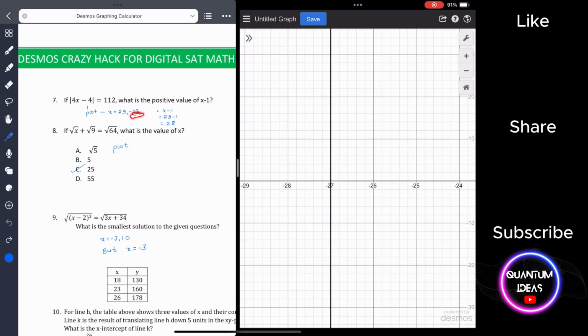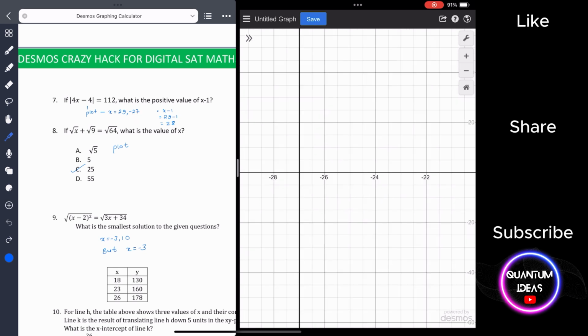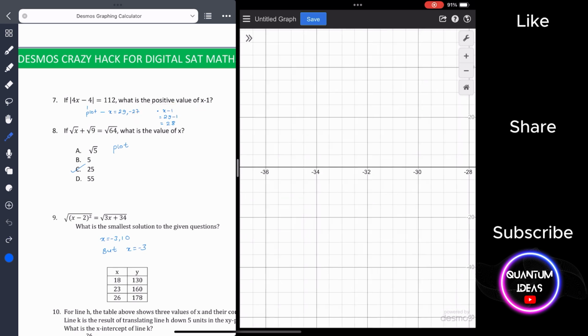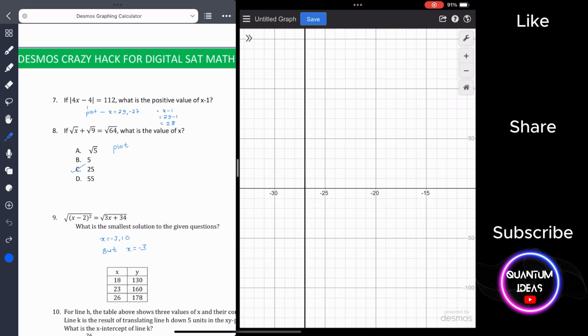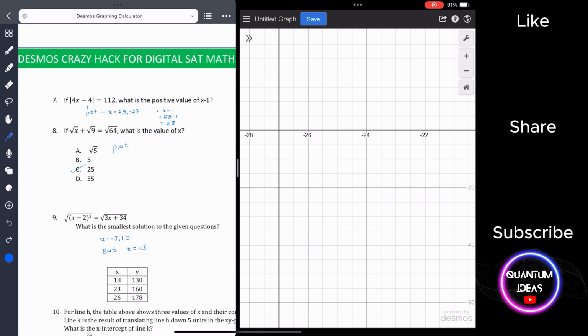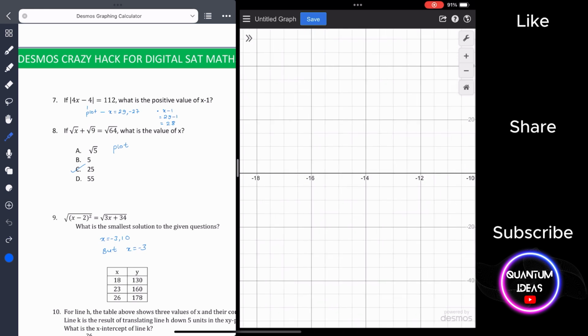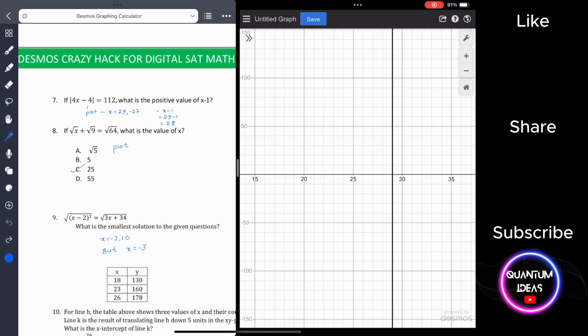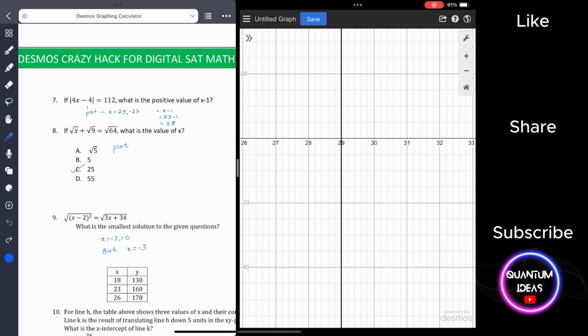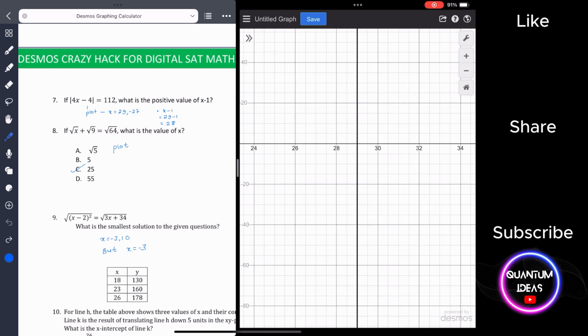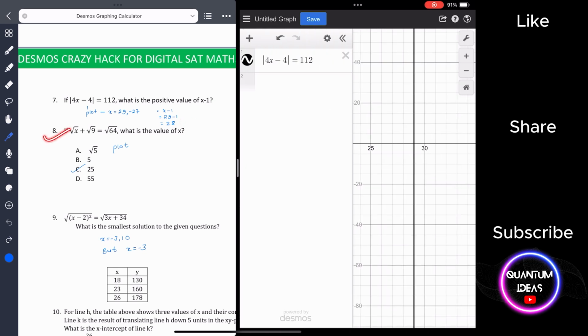But the question is asking for the positive value of x minus 1. If we take the negative, we will not get a positive value, right? So this solution, minus 27, is ignored. So we have to move toward the right side and find the positive value. What was our value here? That was 29. So we have to find 29 minus 1, right? So 28 is our answer. Okay, so let's move to number 8.